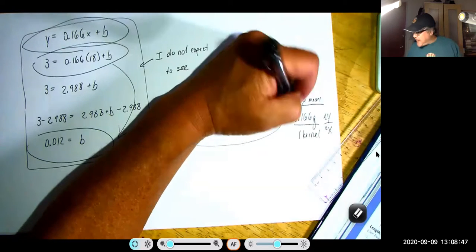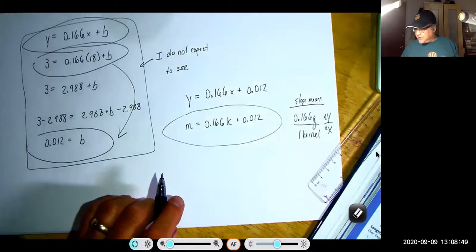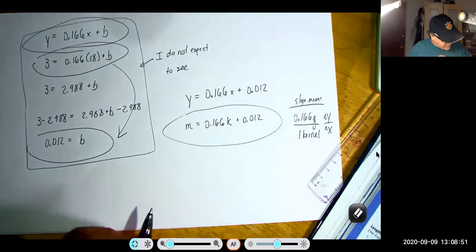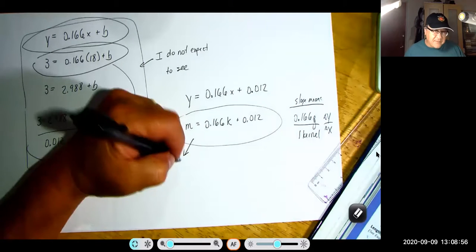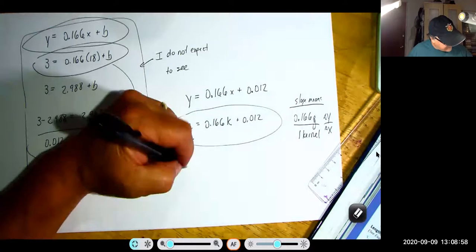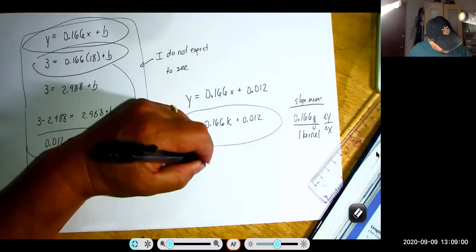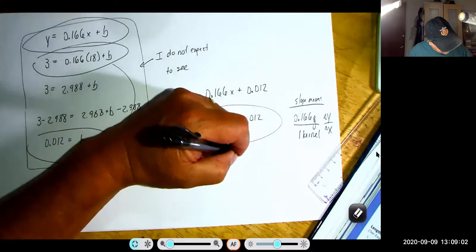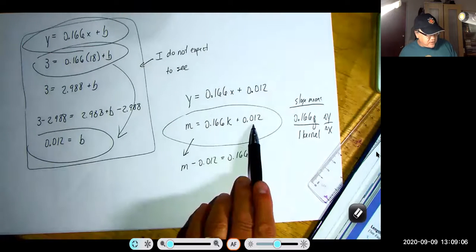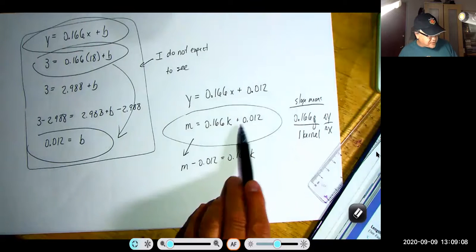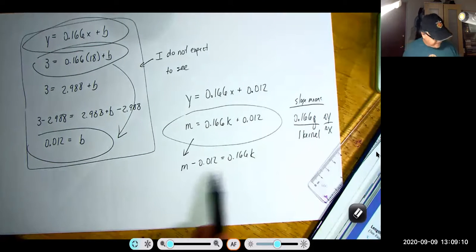And then lastly, they ask, how many kernels in 20.88 grams of popcorn? So here we can take this equation, and I'm going to show you how I'm going to manipulate it. So here I took the 0.12 and subtracted it from each side.